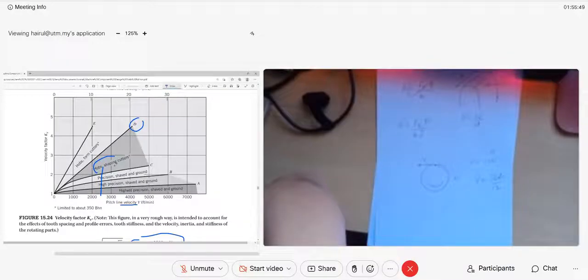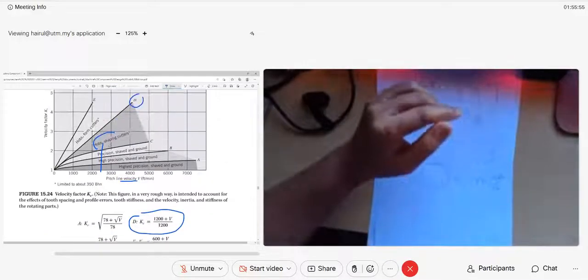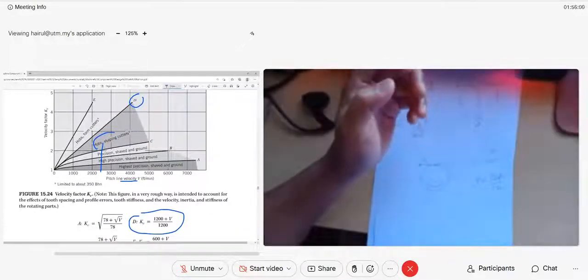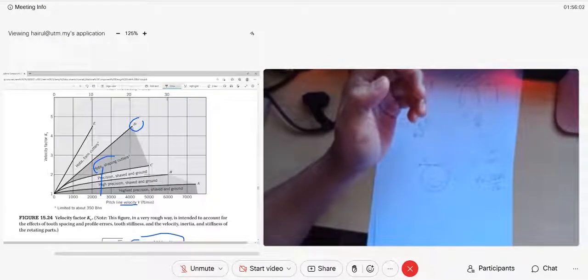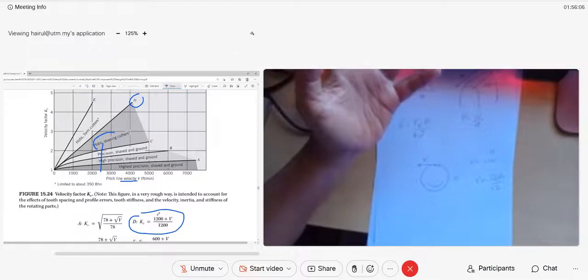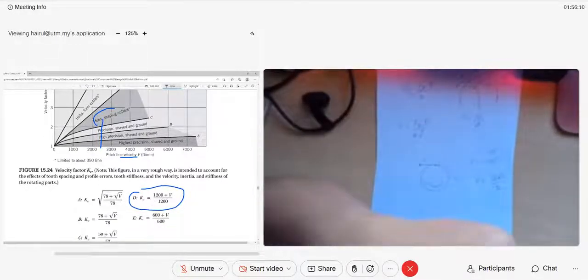What is the reason they use this graph? Where do we stop? So normally we use this equation. If you want to use hobbing or shaping cutter, generally it is D type. If it is already given in the question, use D. You use the equation to get your KV. Understand? Clear? So this is how you use KV.